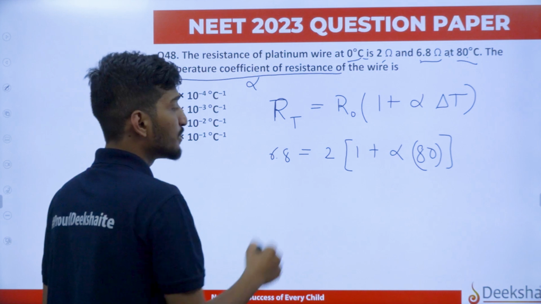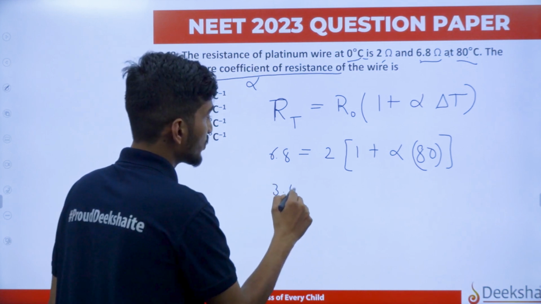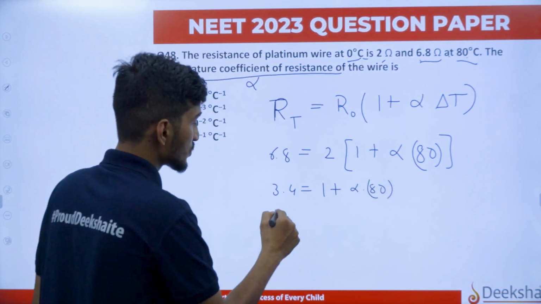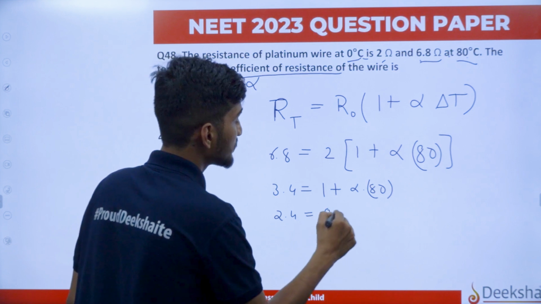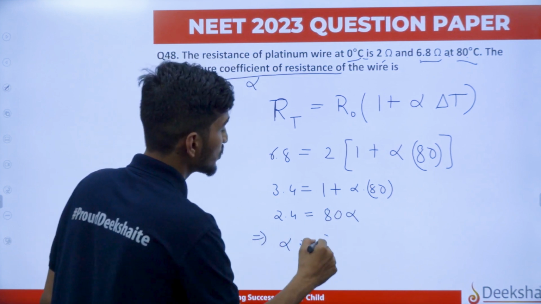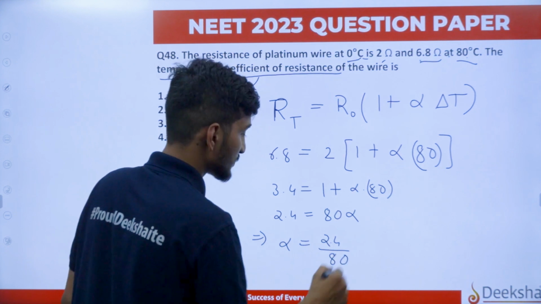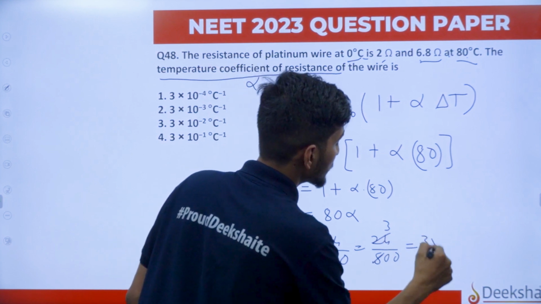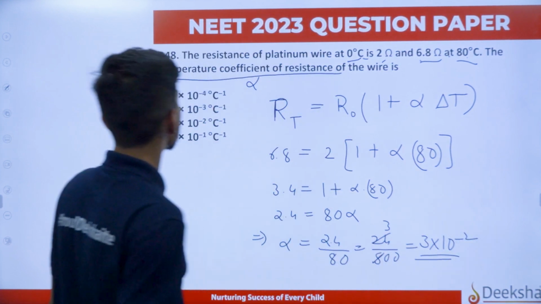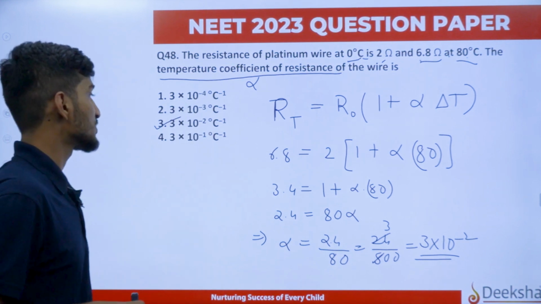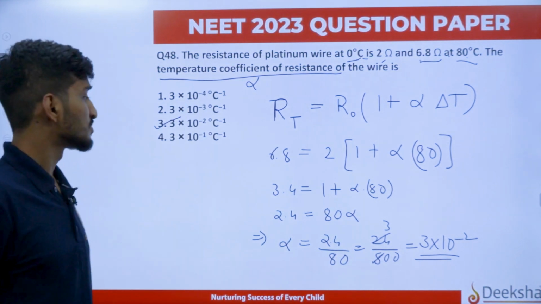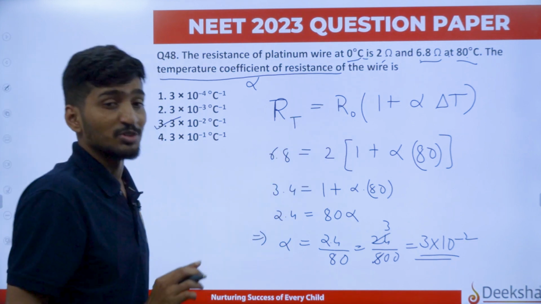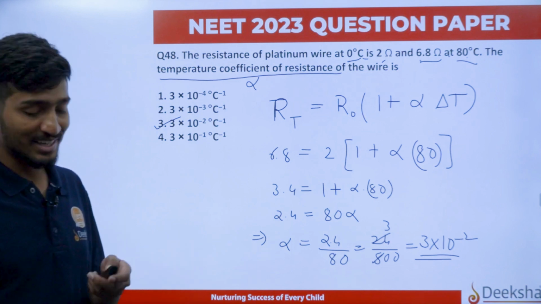So 6.8 by 2, that just becomes 3.4 is equal to 1 plus alpha into 80. So 2.4 becomes 80 alpha, and from here alpha becomes 2.4 by 80. I'm just going to write it as 24 by 800, so that this becomes 3 into 10 to the power minus 2. 3 into 10 to the power minus 2 per degree Celsius, or option number 3 should be the correct answer for this question. Alright? Make sure you do these calculations correctly. Make sure you remember the formulas also correctly. Alright? Option number 3 should be the correct answer for this question.